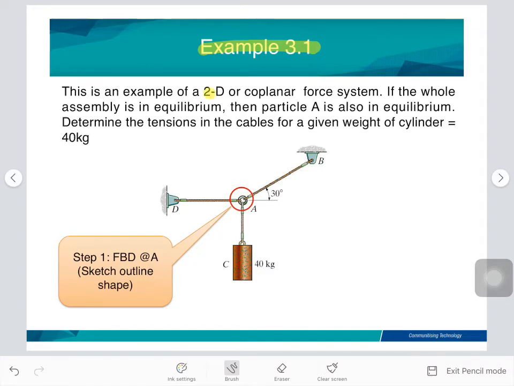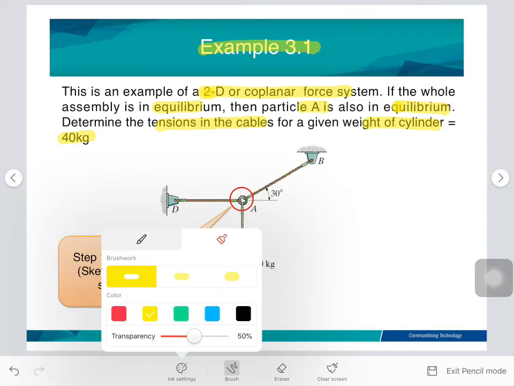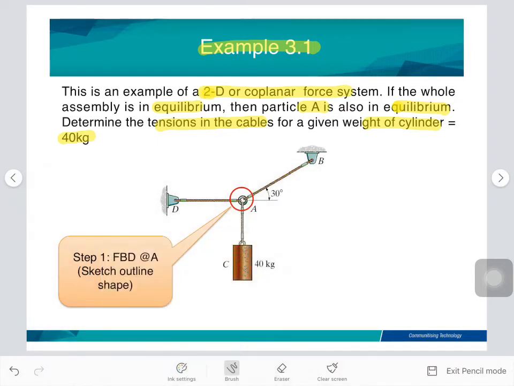Next, let's solve example 3.1. So this is an example of a 2D coplanar force system. So if the whole assembly is in equilibrium, then particle A is also in equilibrium. Then we need to determine the tension in the cable for a given cylinder weight of 40 kg. So now we need to sketch the free body diagram.